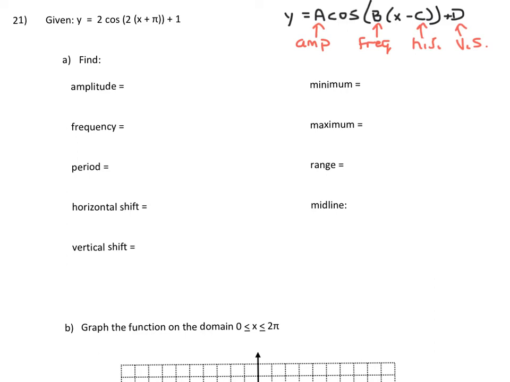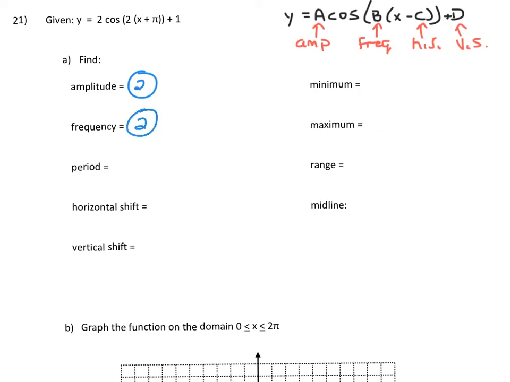Okay, so let's see. If we look at our equation, we know the amplitude is what comes before the word sine or cosine. So in this case, it's 2. So our amplitude is 2. The frequency is what comes before the x or after the sine or cosine. So in this case, that's also 2.